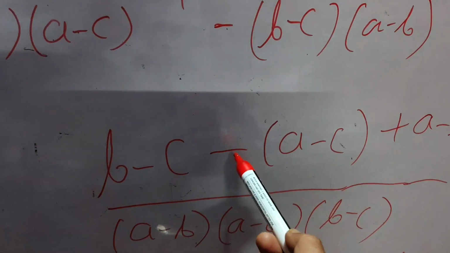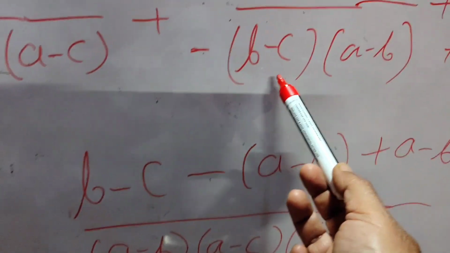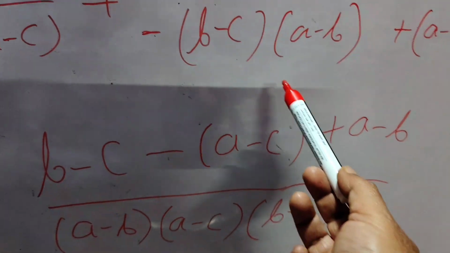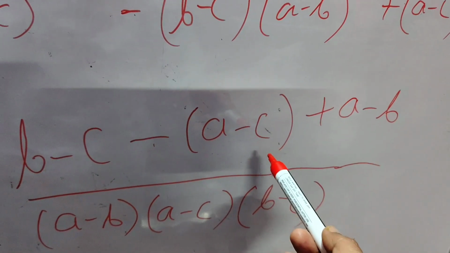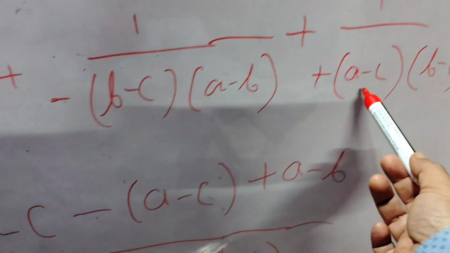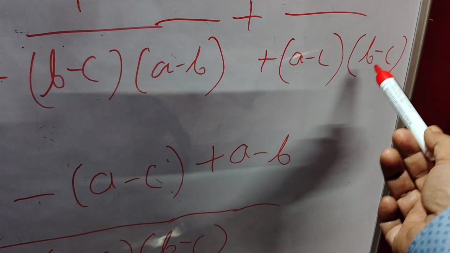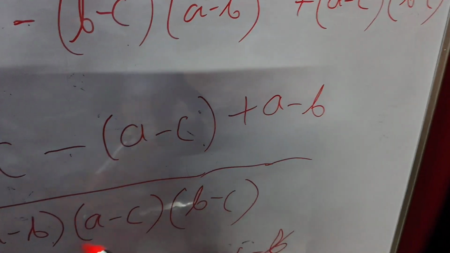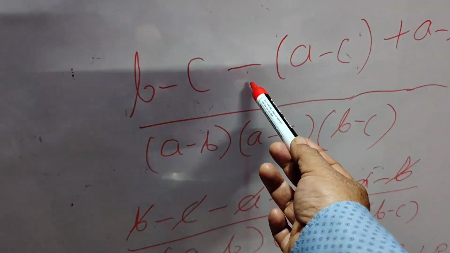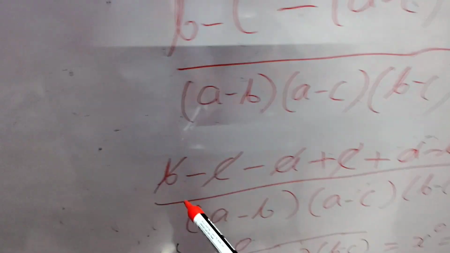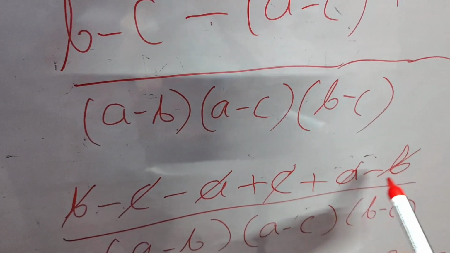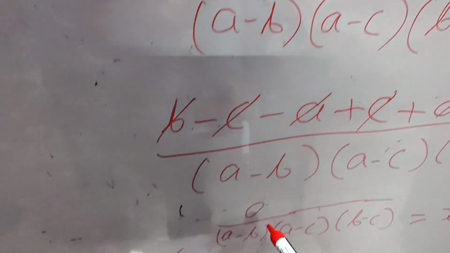Here minus plus minus, so I have changed the sign. If the LCM is divided by b minus c, a minus b, I am left with a minus c. And similarly here, if this LCM is divided by a minus c, b minus c, I am left with a minus b. So all these are cancelled. I change the sign, minus a plus c. Now this is b minus c minus a plus c plus a minus b. So it becomes 0.